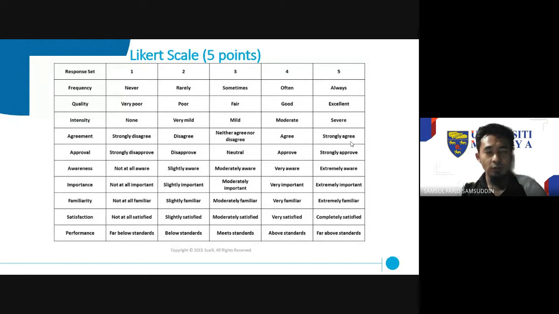Approval, awareness. So when you want to measure your variables on awareness, you have to use this kind of Likert scale. If your variables are used to measure importance, you cannot simply use a different Likert scale, which in the future might put a question to your research findings or data.